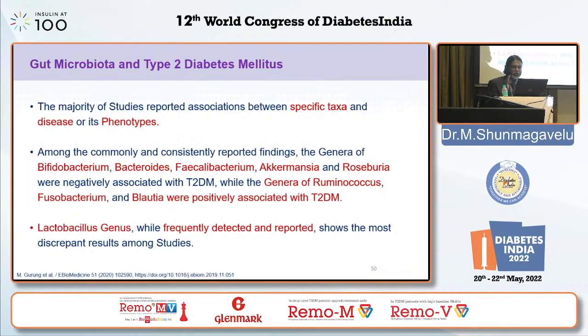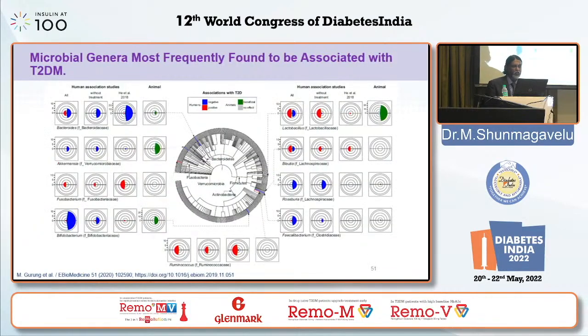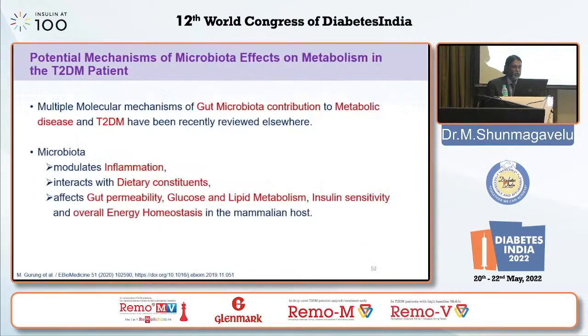The majority of the studies reported an association between specific taxa and the disease or its phenotypes, and changes with reference to inflammation as well as changes with reference to gut permeability. First are the microbial genera most frequently found to be associated with type 2. Shown in blue are those negatively associated or correlated. Shown in red are those positively correlated with increased prevalence of type 2 diabetes.